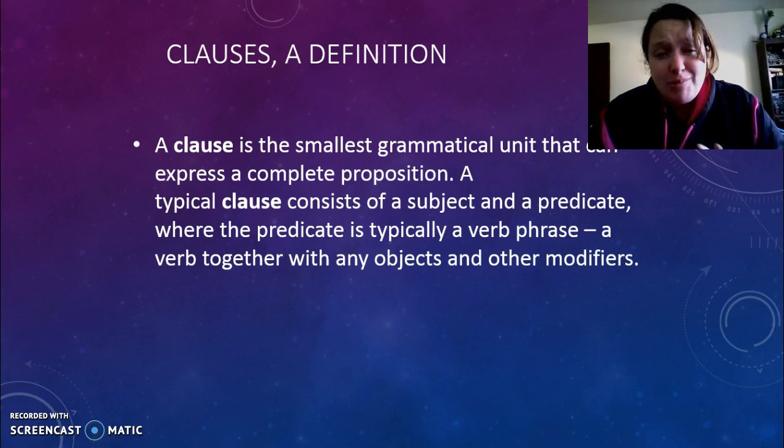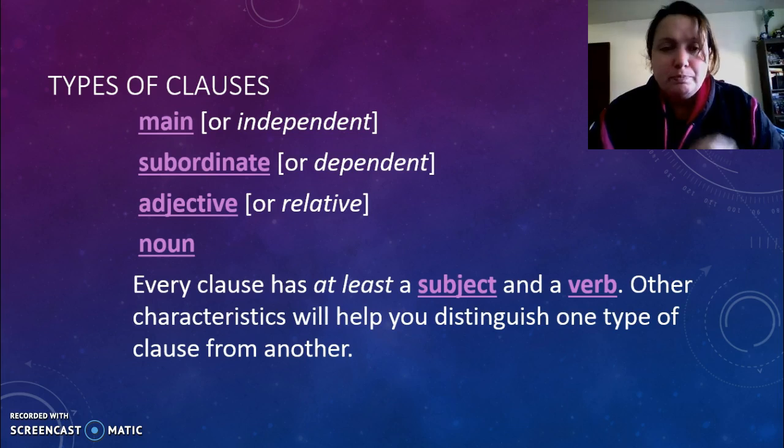Okay, so clauses, the basics. A clause is the smallest grammatical unit that can express a complete proposition. A typical clause consists of a subject and a predicate. A predicate is just a fancy word for a verb phrase. It's going to be a verb with any objects and modifiers that go along with it.